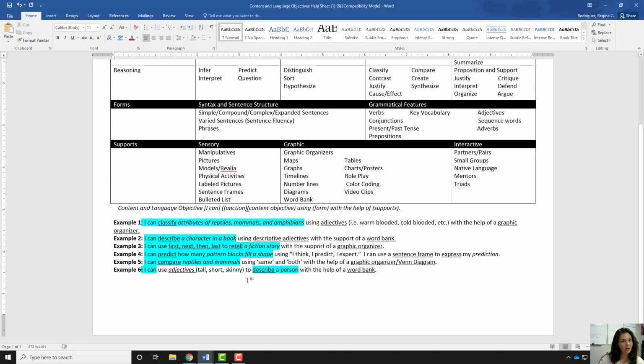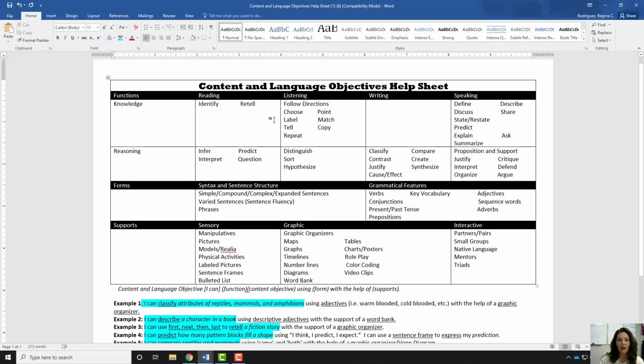So as you can see, your I can objectives are very, very simple. I don't want you to overcomplicate them. Don't worry about things like using descriptive adjectives, graphic. Don't worry about any of that stuff yet. Don't worry about anything up in this chart yet. That all has to do with language objectives.